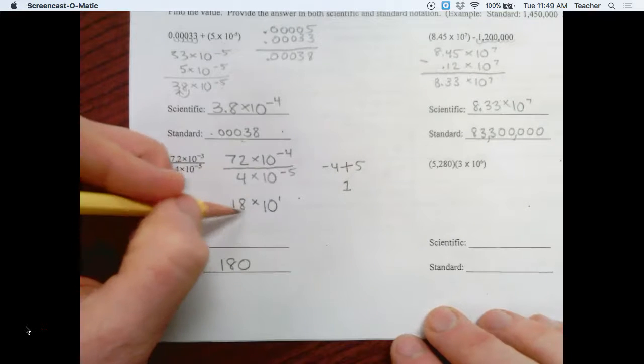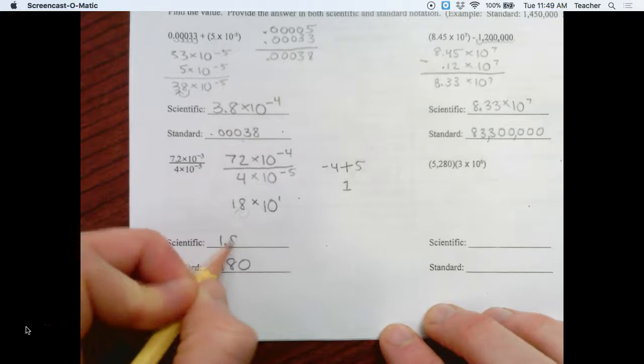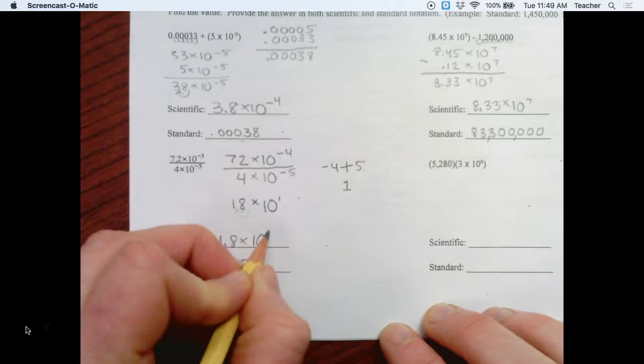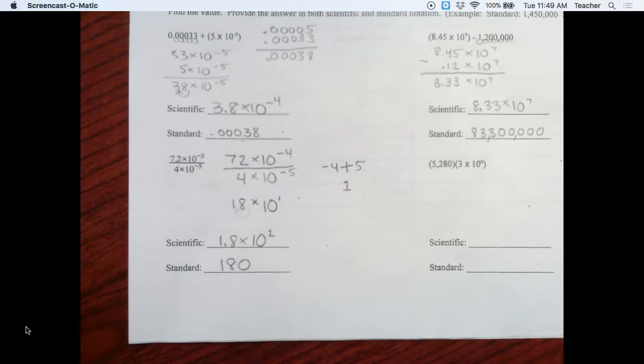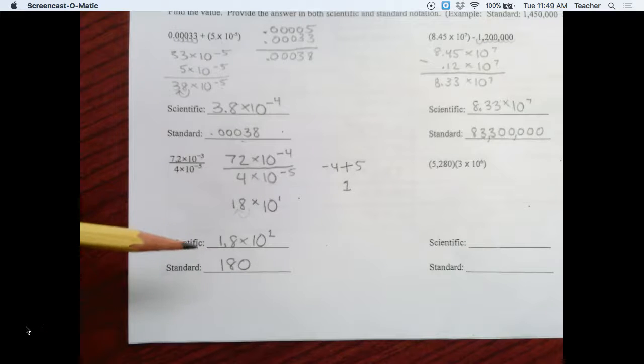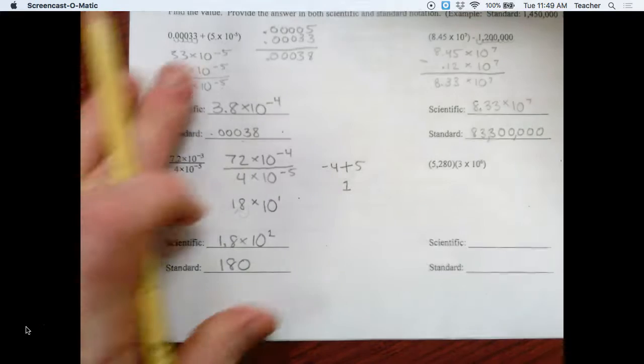Scientific notation, if I make this smaller, I have to make this bigger. 1.8 times 10 squared. I couldn't leave it like this because 18 is not a number between 1 and 9.99999. I had to turn it into 1.8. All right, next one.